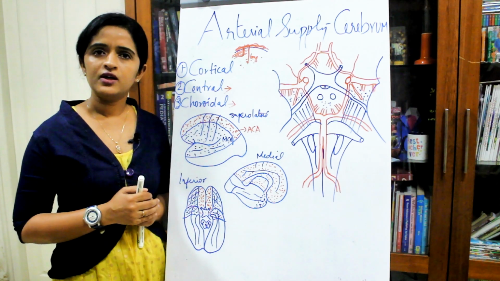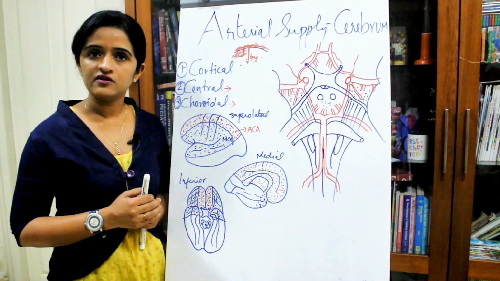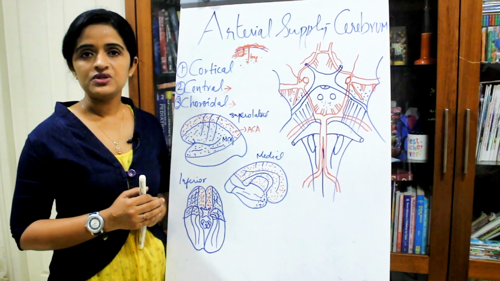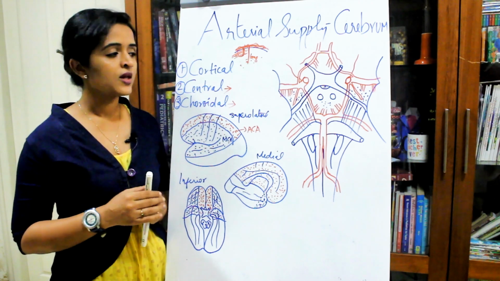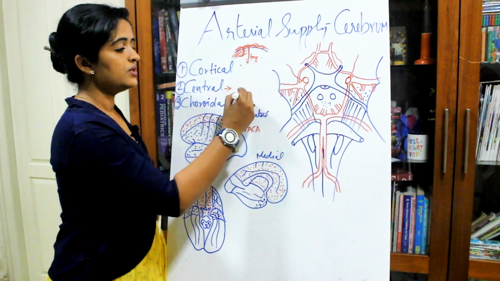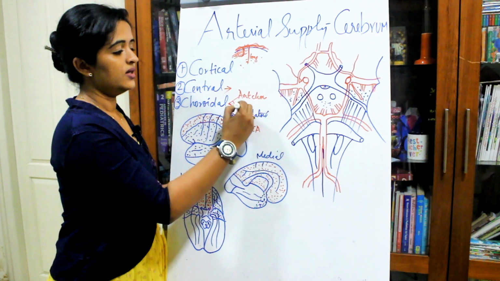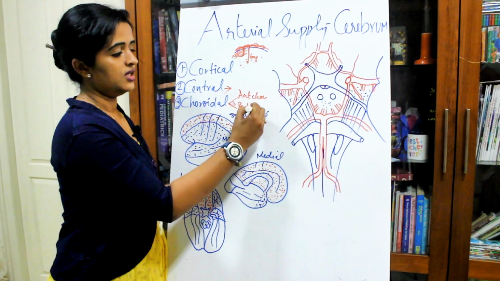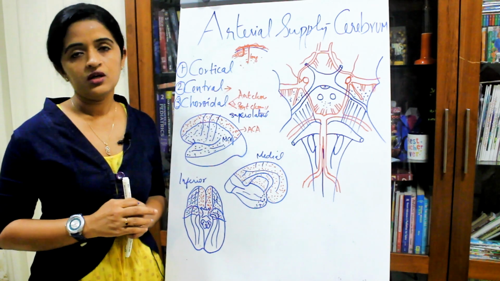So again, what do you mean by choroidal branches? You all know that the CSF, the cerebrospinal fluid, is produced by the choroid plexus. So you have the choroid plexus in the ventricles. There are mainly two types of choroidal vessels. One is known as the anterior choroidal and the other one is known as the posterior choroidal.